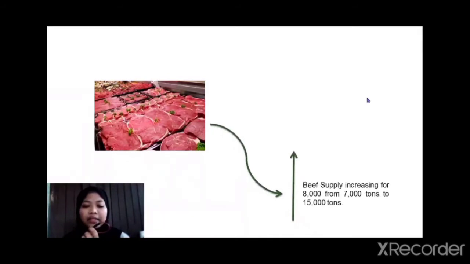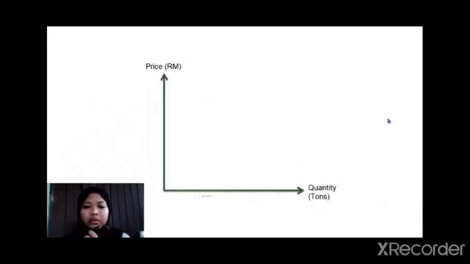So let's see. We believe that a change in supply is caused by other factors that affect supply. According to the case study, the supply of meat increased due to the increase of imported meat. I believe that demand for meat during the festive season will increase. So to avoid a shortage of meat supply, the government has increased the meat supply from 7,000 tons monthly to 50,000 tons. So the government chose 8,000 tons to be increased for this month. So this is our diagram.